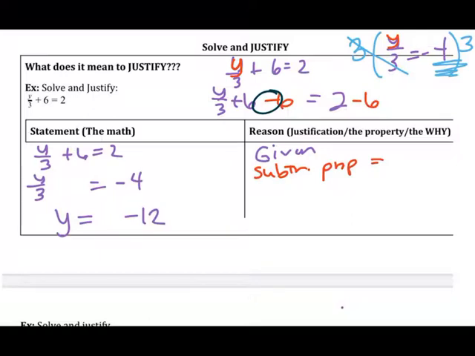And now I'm thinking, wait, what was the reason? How am I telling you that I'm allowed to do what I just did? Well, what did I do on both sides? I multiplied on both sides. So that's the multiplication property of equality.